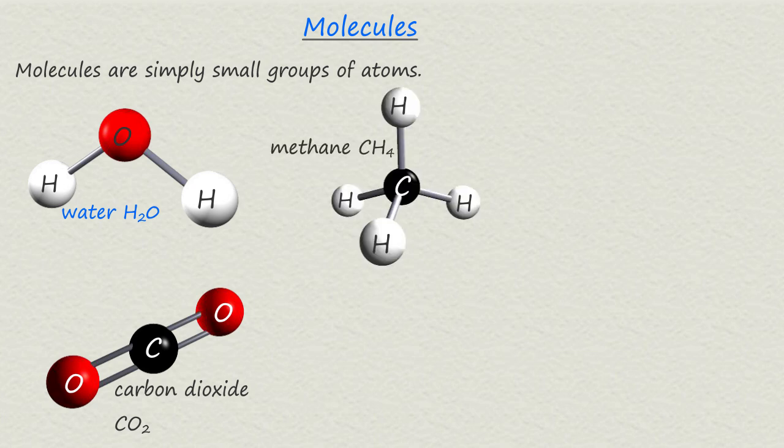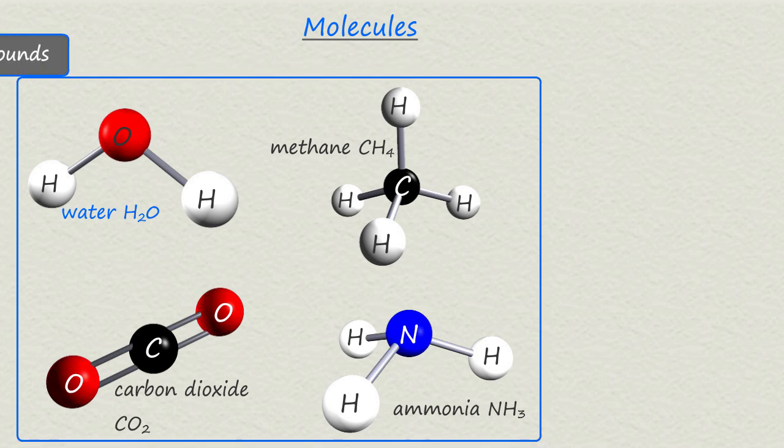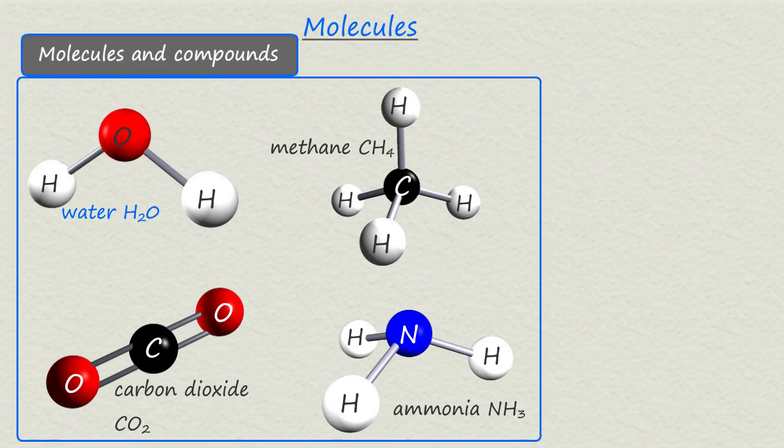Methane, the gas used in Bunsen burners, is also a molecular substance which contains one atom of carbon and four atoms of hydrogen, so its chemical formula will be CH4. Ammonia is another substance which consists of small molecules. It is made up of one atom of nitrogen and three atoms of hydrogen, and so its chemical formula will be NH3.